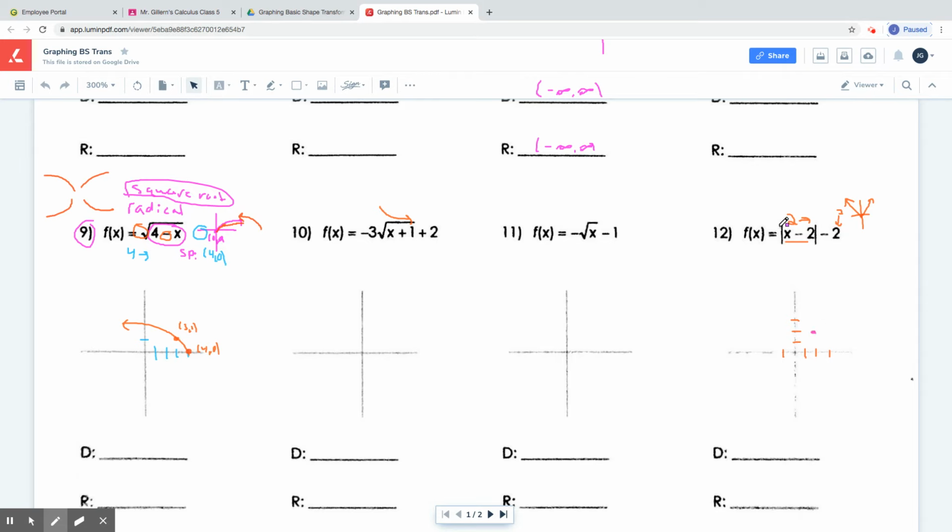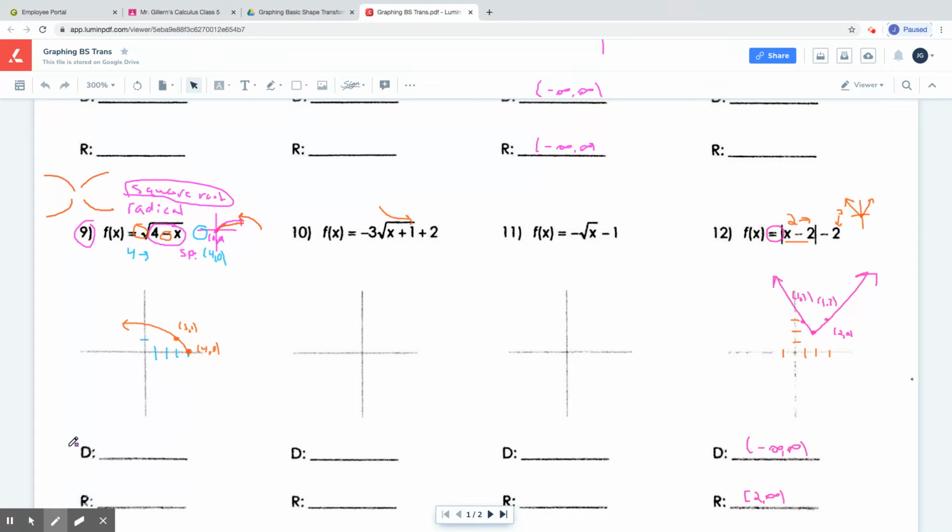Now, what's in front of the absolute value? Nothing, which is a 1, which means I'm going to go up 1 to the right 1, up 1 to the left 1, and I draw a V. So it's just like a parabola, except you draw a V instead of a U. Those points are 2, 2, 3, 3, and 1, 3. The domain is negative infinity to infinity. The range is where the vertex is and above, so it's from 2 to infinity.